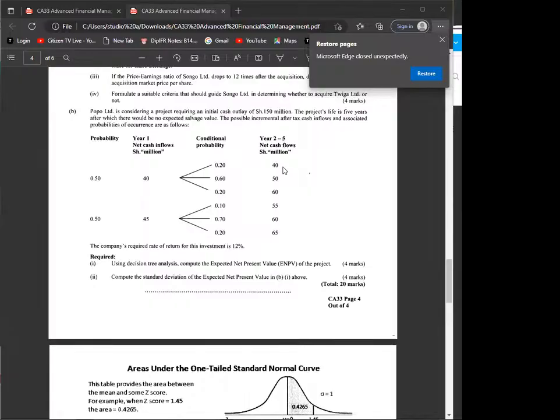If the cash flow is going to be 45, you can see the 3 types of cash flows. So we have 55, we have 60, and then here 65. And then remember the probabilities that are given here. For 40, I can see 0.20, 0.60, and 0.20. For 45, I can see the probabilities given here: 0.1, 0.7, and 0.2.